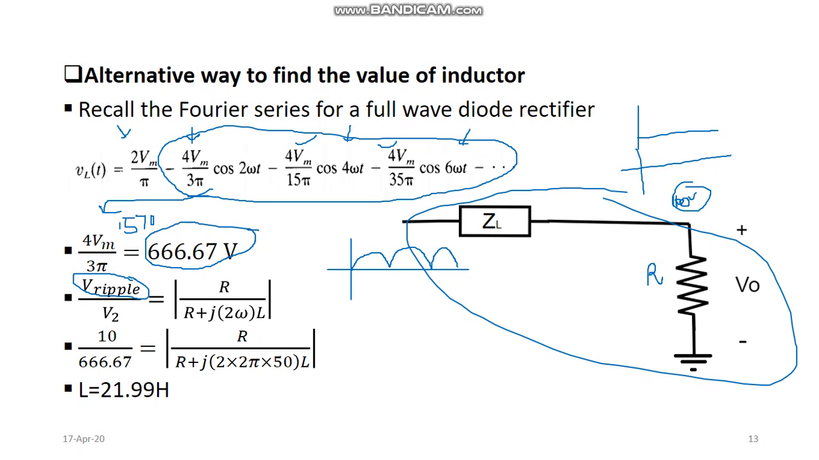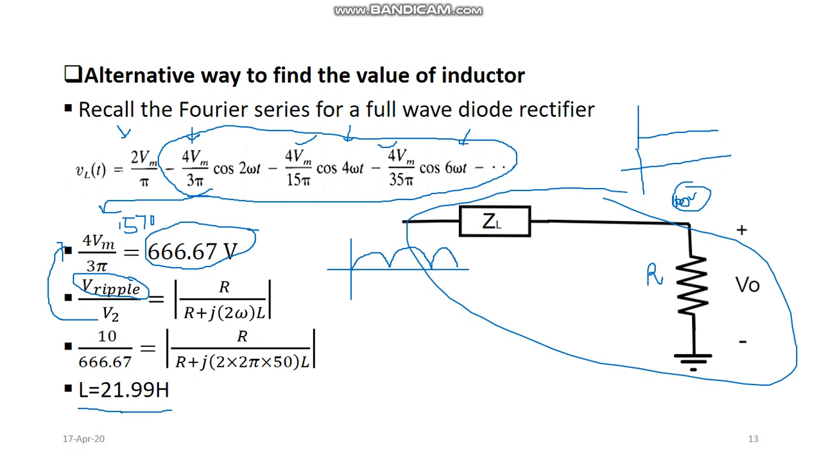So V ripple by V2, for the second component, is equal to R over R plus j 2 omega L, and we take its magnitude. By evaluating this expression, the value of inductance again comes out to be 21.99 Henry, which is the same as I calculated using the previous method.